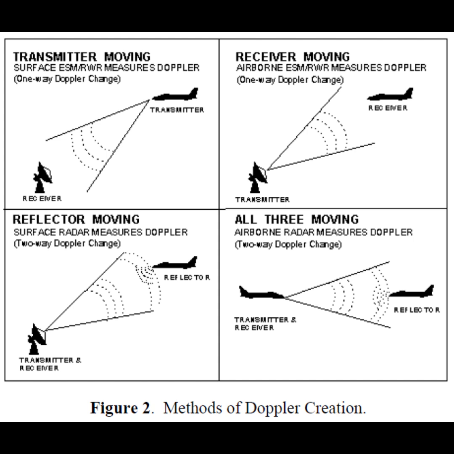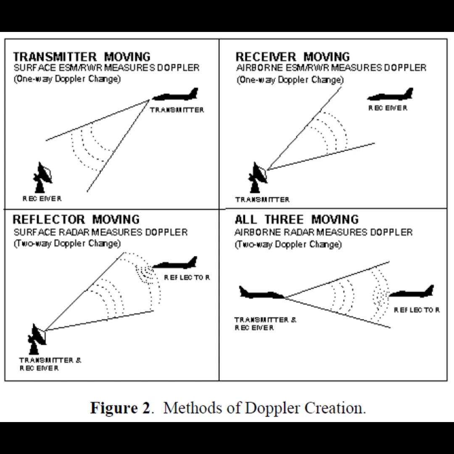Top right, receiver moving. Scenario. The receiver, such as an aircraft, is moving, while the transmitter and reflector are stationary. Description. The transmitter sends out a signal, which is reflected back to the moving receiver. The movement of the receiver causes a change in the frequency of the received signal. Measurement. The airborne ESM or RWR measures the Doppler shift. Doppler change. One-way Doppler change, as the shift is only due to the motion of the receiver.